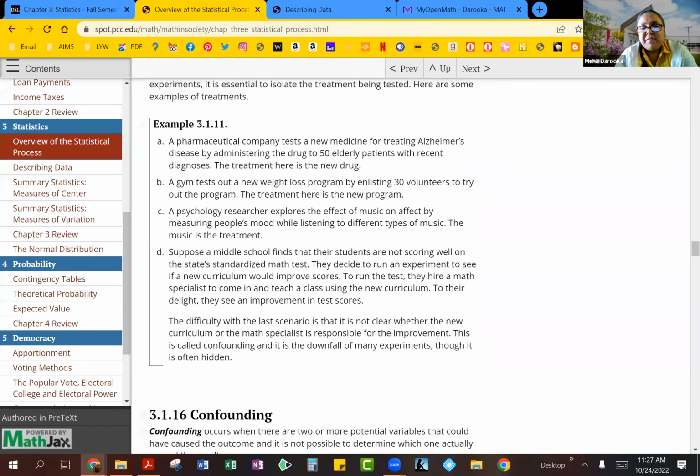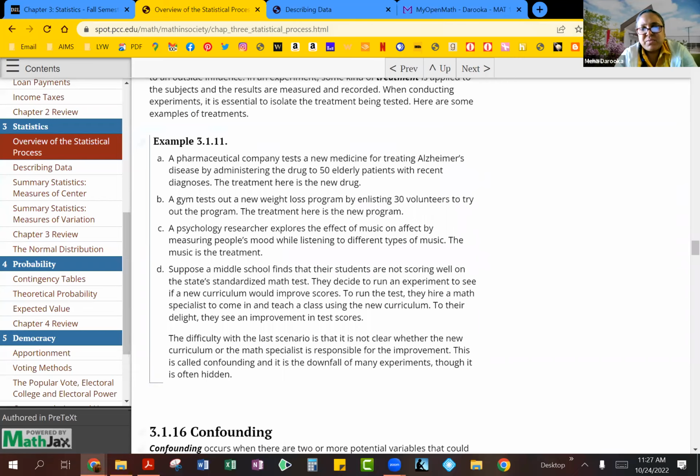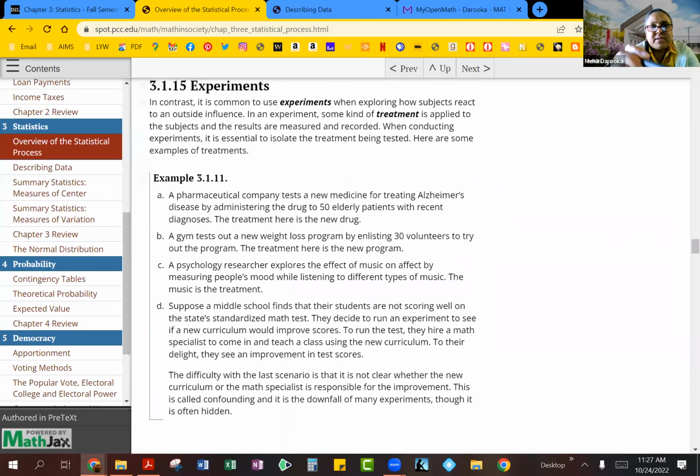One of the easiest ones to think about is working with medicine. Here a pharmaceutical company tests a new medicine for treating Alzheimer's disease by administering the drug to 50 elderly patients with recent diagnosis. The treatment here is the new medicine, the new drug that is being tested on these recently diagnosed patients. So that would be your experiment, right? We're trying to see how this medicine is going to affect these patients.